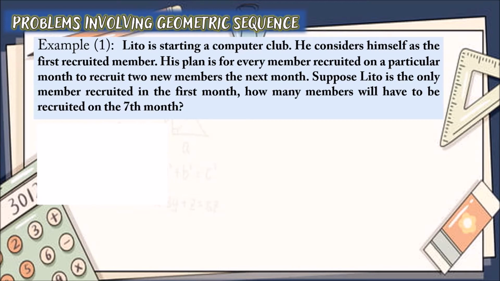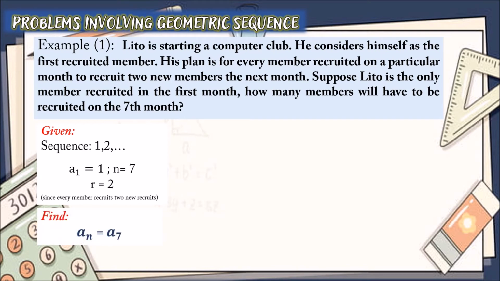So given na meron tayong sequence 1, 2, and so on and so forth, and we have a sub 1 which is 1, n is equal to 7 dahil hinahanap natin kung ilang members ang magkakaroon ang club ni Lito sa 7th month. So we have r which is 2 since every member recruits 2 new recruits. So we are going to find a sub n which is equal to a sub 7.